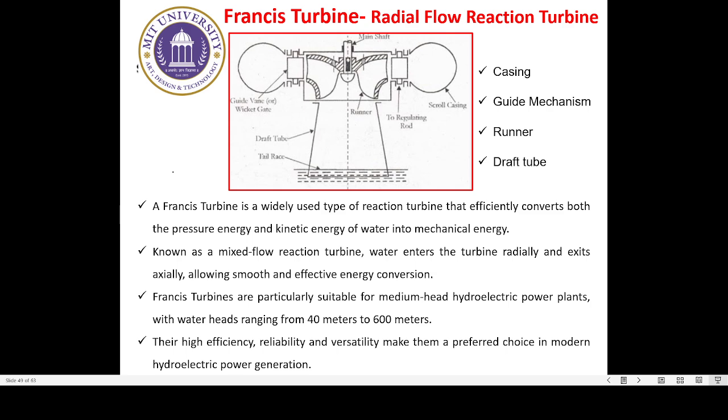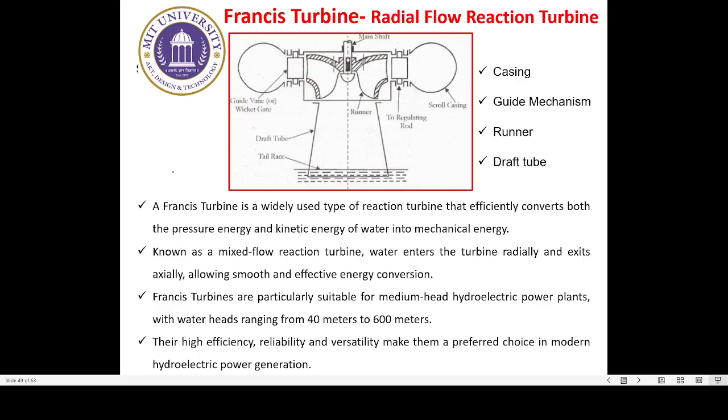Francis turbines are normally suitable for medium head arrangements, anywhere the head ranges between 40 meters and 600 meters. Those are the medium head type of turbines, and features such as high efficiency, reliability, and versatility make them an ideal choice for the operation of modern hydroelectric power plants.